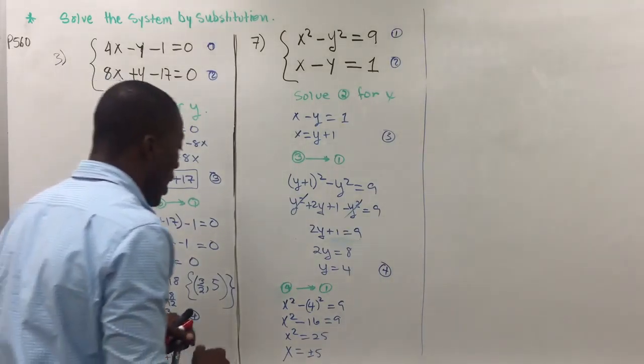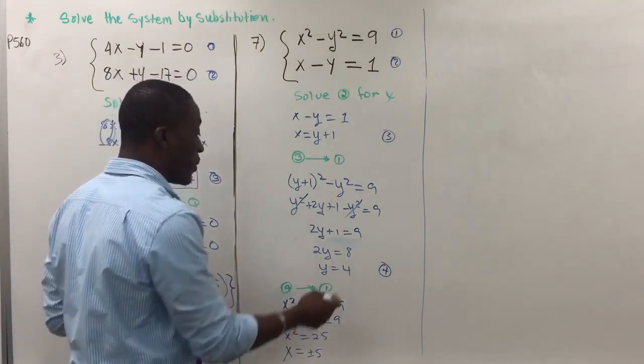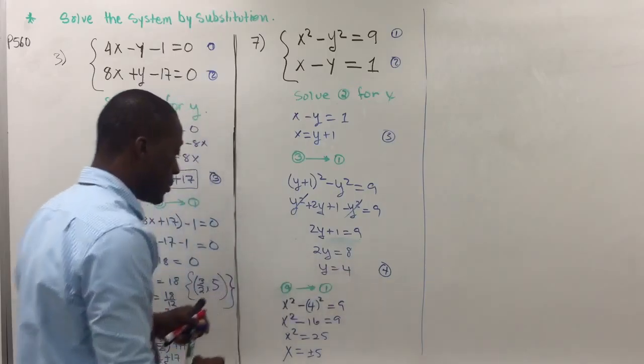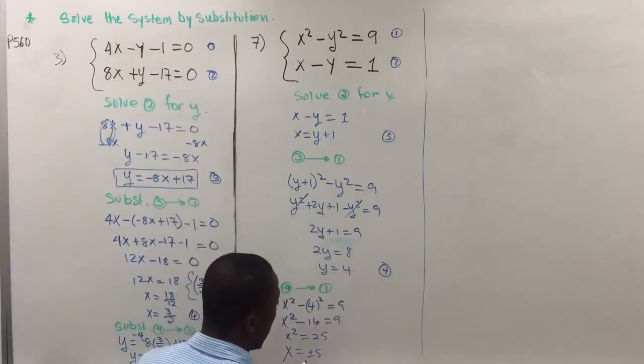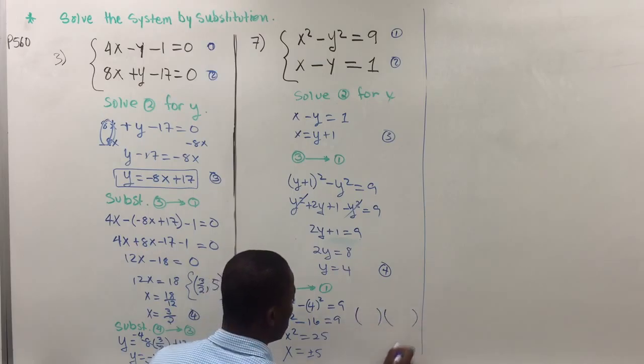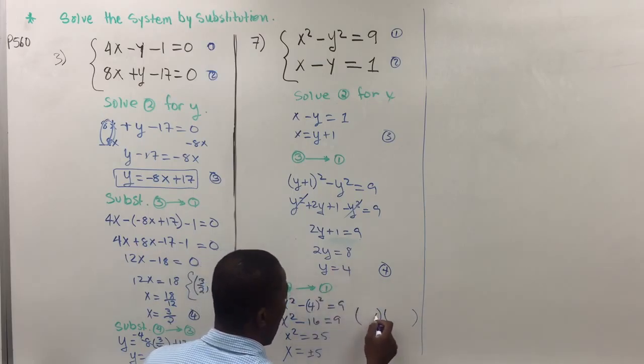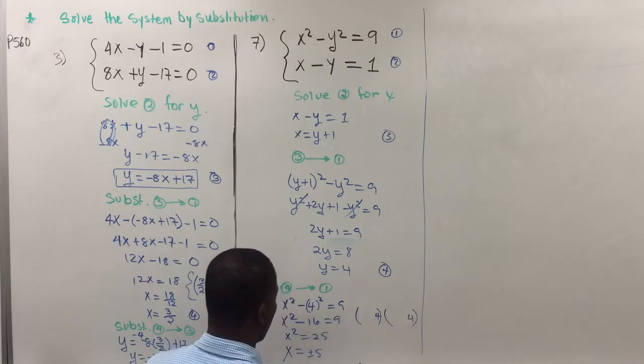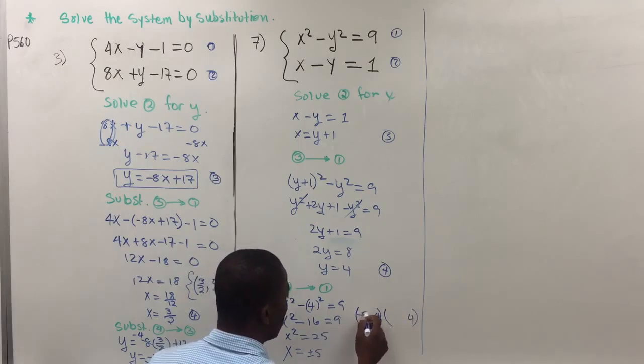That means I have two ordered pairs. When I put 4 for y, I have two x's. That means that I have two ordered pairs. When I put 4 for y, that means y will be 4. I have minus 5 and I have plus 5.